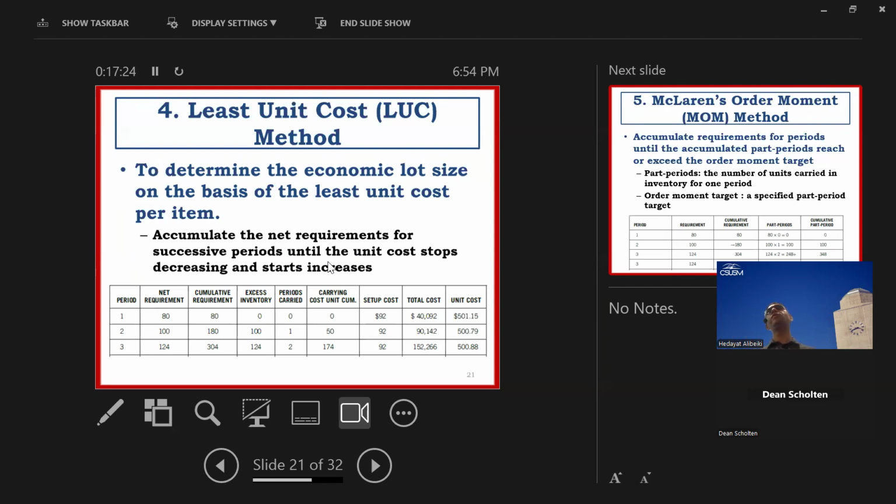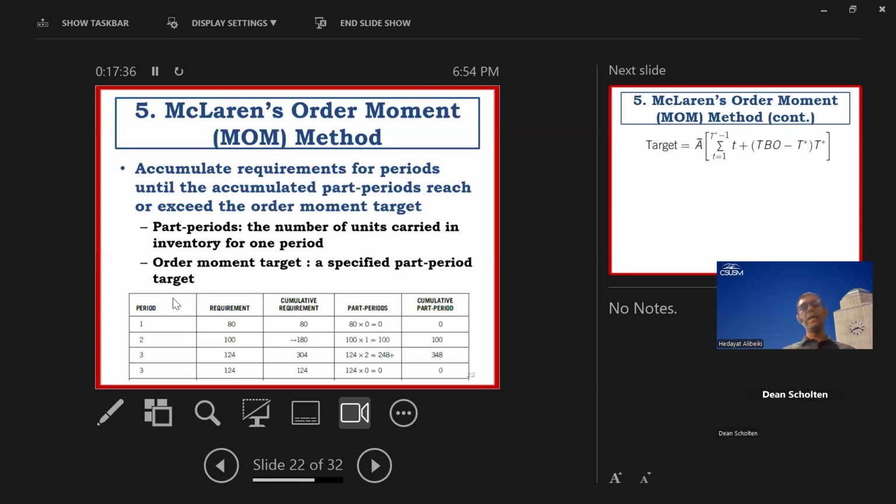So we go with the order quantity that gives us the least unit cost. Okay, so that's really the policy here. And then McLaren order moment. This one actually is a very specific scenario.